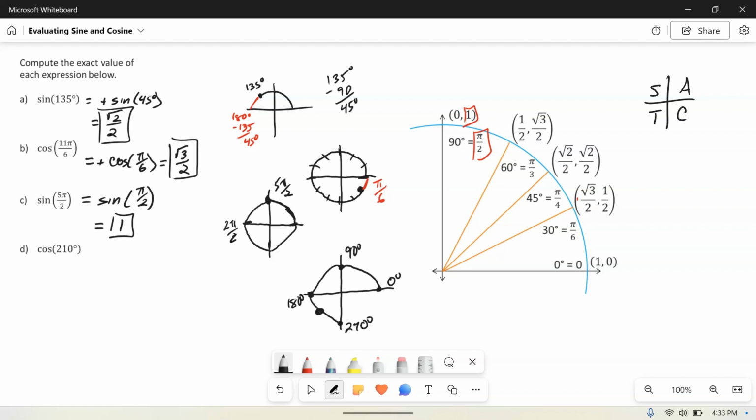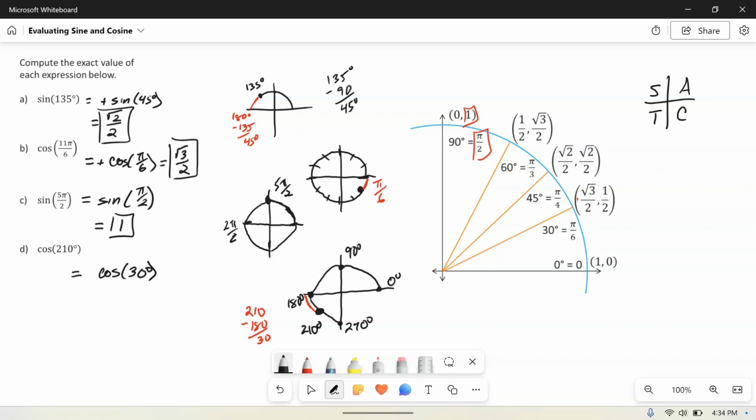All right, so what is the reference angle for 210 degrees? Well, how far is it from 210 degrees to the nearest x-axis, which would be at 180 degrees? So we could say, what is 210 minus 180? And it turns out that that is 30. So we could rewrite cosine of 210 degrees as cosine of 30 degrees.